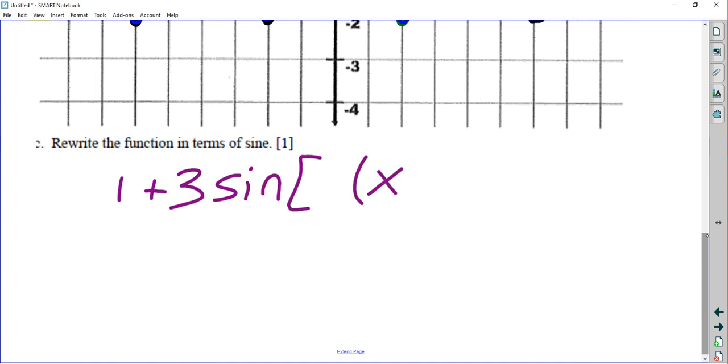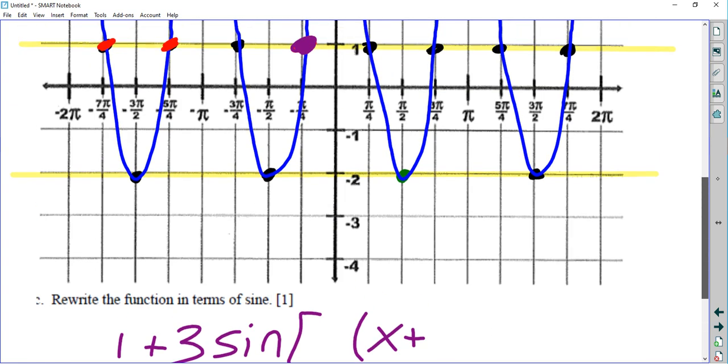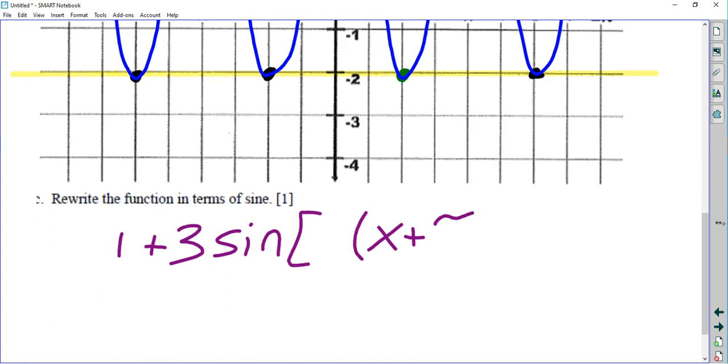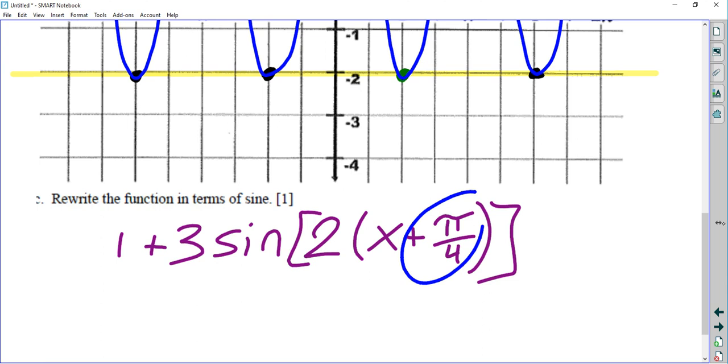X, we shifted to use that dot. We would say x plus pi over 4, because it was on the left side. And then we need B. B is the period changer. We didn't change the period, so it's going to stay the same B value as before, which was 2. You're keeping all the numbers the same except for your shift, and maybe you change the positive or negative, depending on which point you want to choose. Every other number, the 1, the 3, and the 2, those will not change. Those will stay the same.